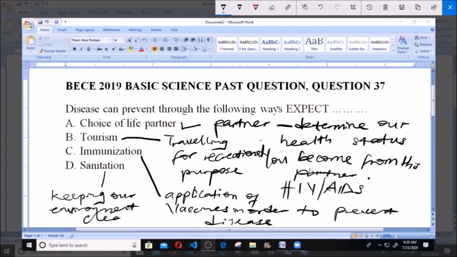So you see that from these options, tourism is not a way of preventing disease, because during tourism you travel from one place to another, from one country to another, and the country you are going to might have a prevalent disease there. Going to that place, you might endanger yourself and get infected with the disease that is prevalent there. So B is not a way of preventing disease. You can prevent disease by the choice of life partner, by immunization, by sanitation, but by tourism you can't prevent disease. So our answer here is B, tourism.